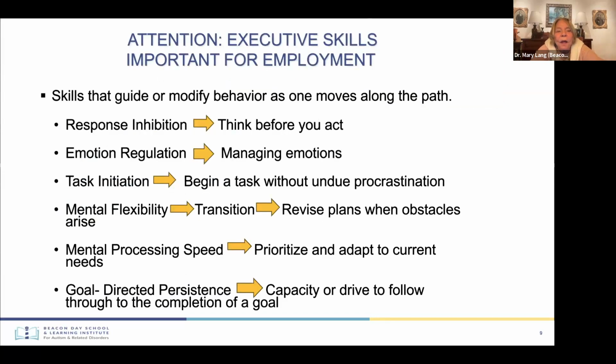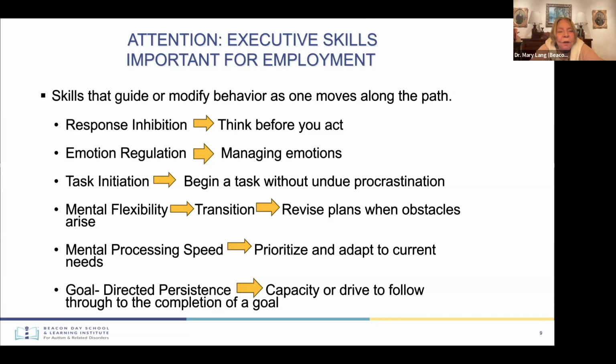Okay, here are other things that are important to remember for employment. And I think if you can remember these things and use them, because one of the things I hope to accomplish in this lecture and discussion, because I do want it to be a discussion, is how to modify your behavior as one moves along a path.